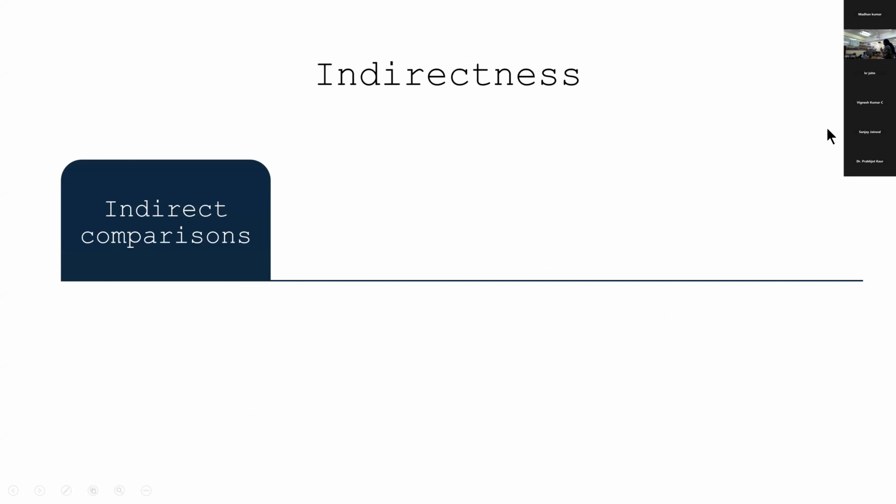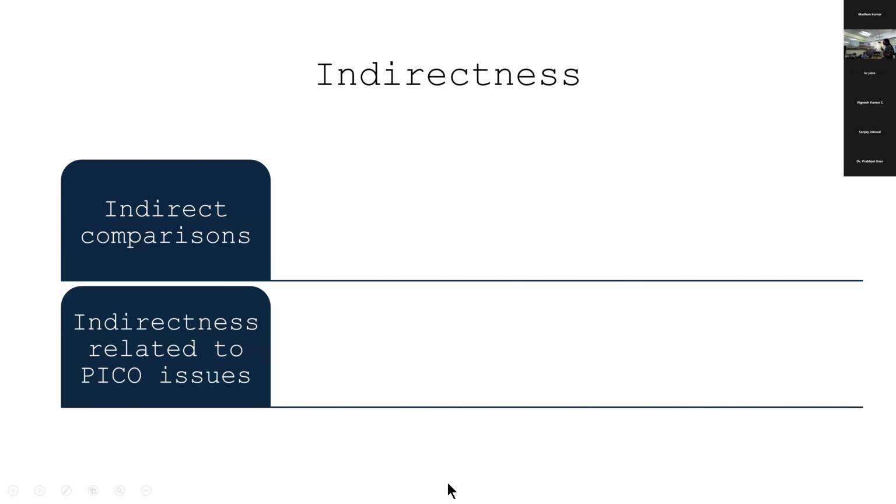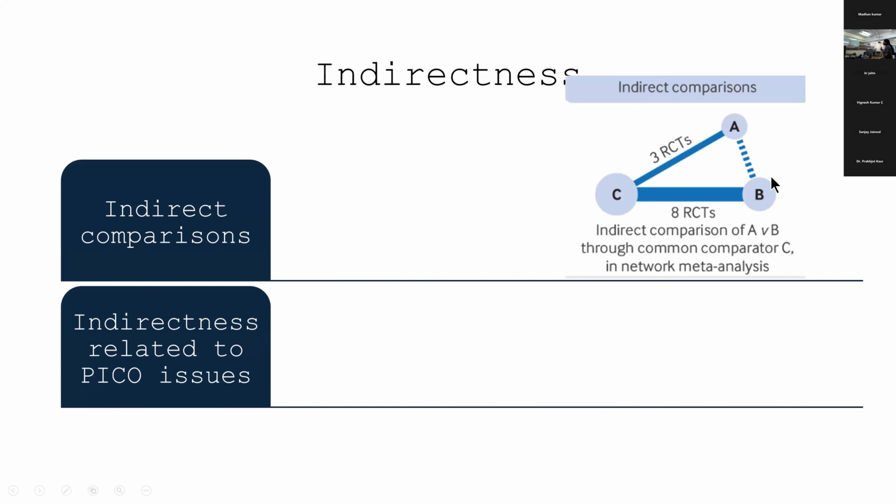So if you talk about indirectness, there are 2 scenarios where you actually use it. One is in terms of indirect comparisons. The other is indirectness related to the PICO issues. When you talk about indirect comparisons, an example would be you want to compare A and B, but there are no RCTs available for A and B. But you have a common comparator C, where you have 3 RCTs comparing A and C and 8 RCTs comparing B and C. So based on this common comparator, you can actually compare A and B.